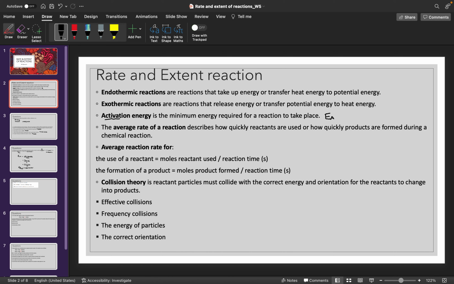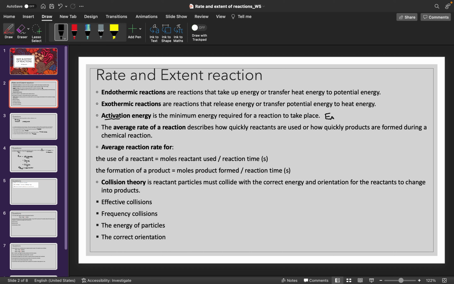So there is a theory that we need to take note of, or that you need to use to explain the rate of reaction. This theory is called the collision theory, which says the reactant particles must collide with the correct energy and correct orientation for the reactants to change into products. In other words, for the reactants to change into products, the particles must have the correct energy, and they must have the correct orientation.